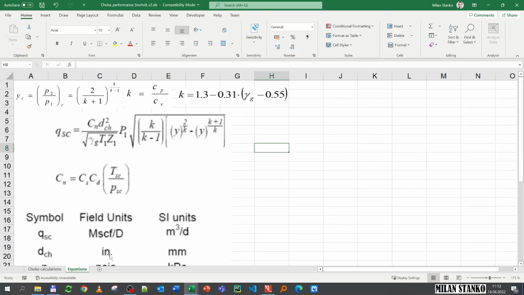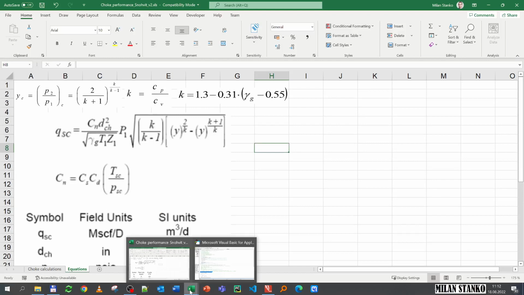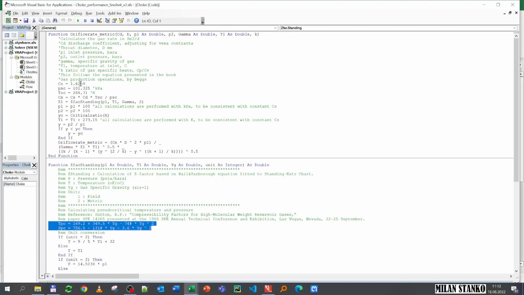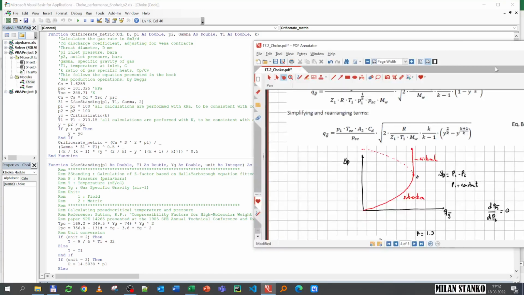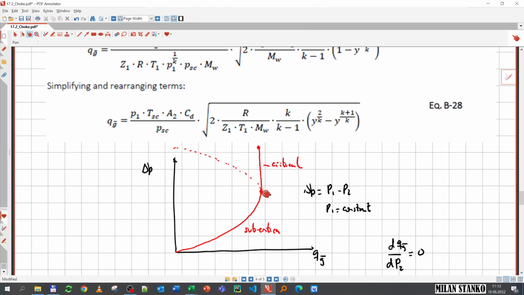Okay, if you want to change it for field units, you also have it there. So you see here, this is the unit conversion coefficient. This equation actually uses kilopascals, not bars, so we need to do some conversion. Here is the conversion to kilopascals. We calculate the Z at the inlet, and then after that I determine if I'm in the critical flow. If I am in the critical flow, then the rate doesn't change, and I should simply use the critical ratio, because here the rate remains constant. So at that point, for all of these points, you should use the critical ratio.